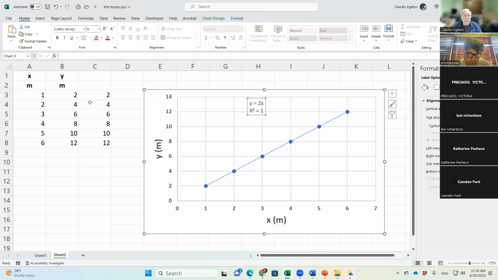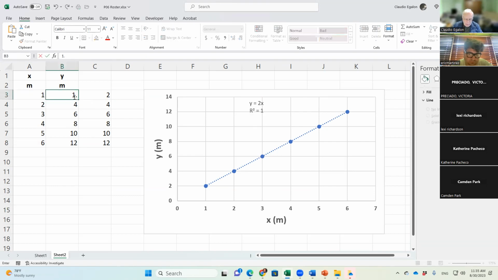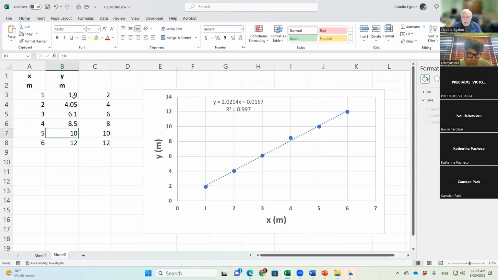Okay, and then I have to redo all the numbers here. What did I have? 1.9, 4.05, right? I don't remember exactly what I had, but let's see. Here would be like 8.5. Here, 8.5 is which one? Is this one right here? Okay. 10.1. And I say 12.5. Okay.